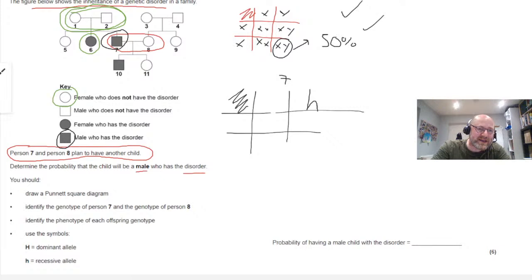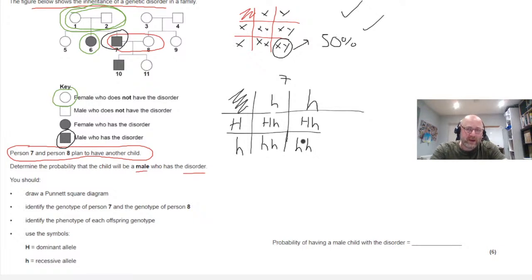We just said it's recessive, so the disorder. So we know 7 is little h, little h. We know 8 must be big H, little h. Why do we know? Now that we've decided it's recessive, because they've got a kid of each. So even if you mess this up, you're going to get the marks for correctly doing the Punnett square. So you could mess up whether it's dominant or recessive and still come out of this with 4 marks, because you're doing this.